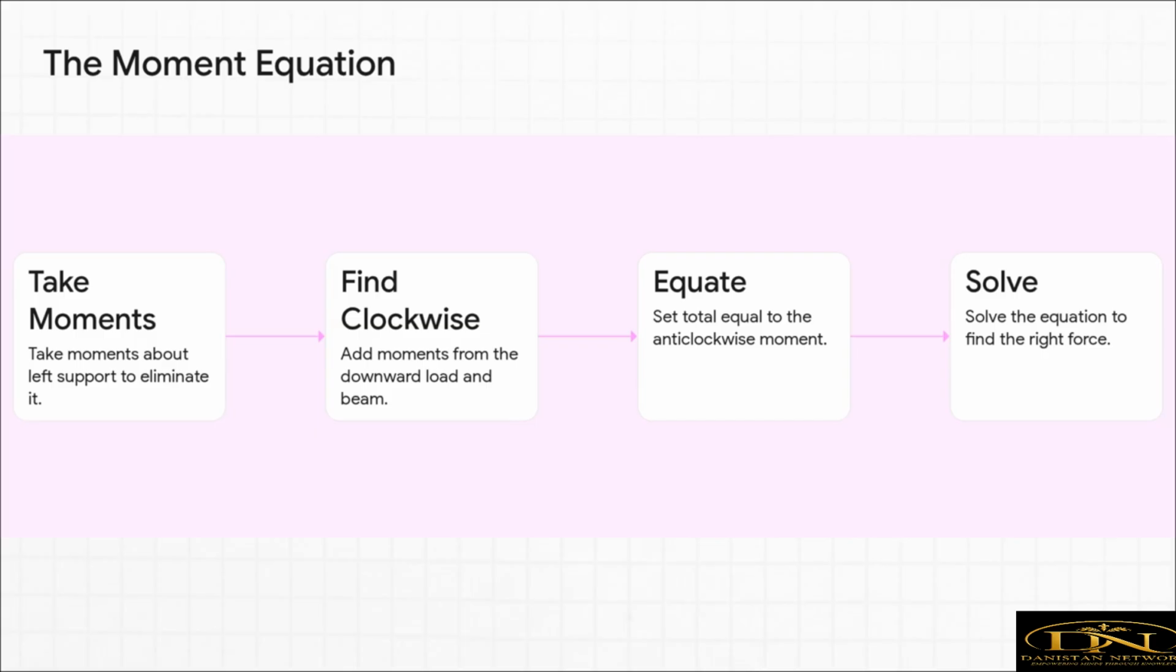Step 1 is a really clever trick. We're going to take the moments about the left support itself. Why do we do that? Well, because the distance of the left support from itself is 0. This instantly eliminates one unknown from our math.